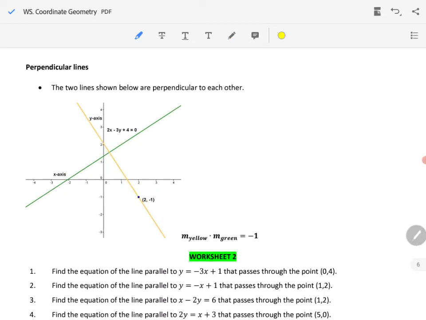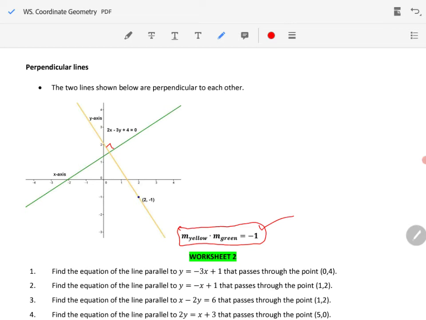The second one is perpendicular lines. The two lines shown below are perpendicular to each other. So this is a perpendicular line. You have to know that the gradient of the yellow line multiplied by the gradient of the green line will be equal to -1. Why, mister? Because the two lines are perpendicular.